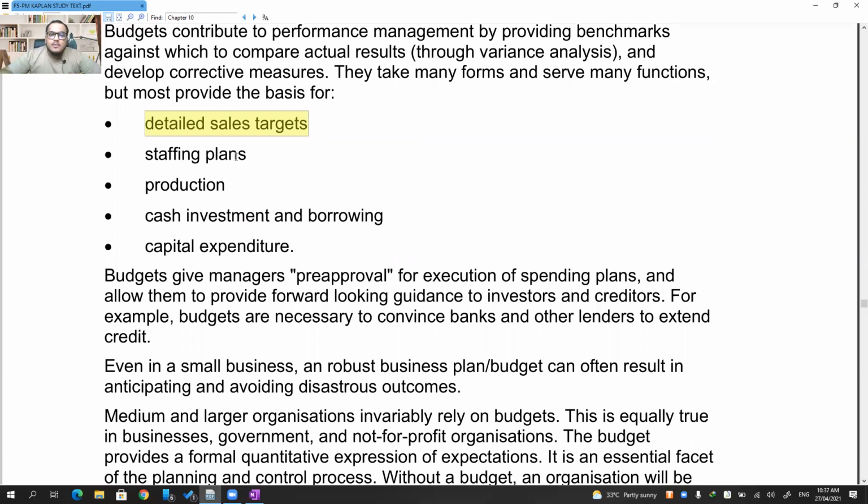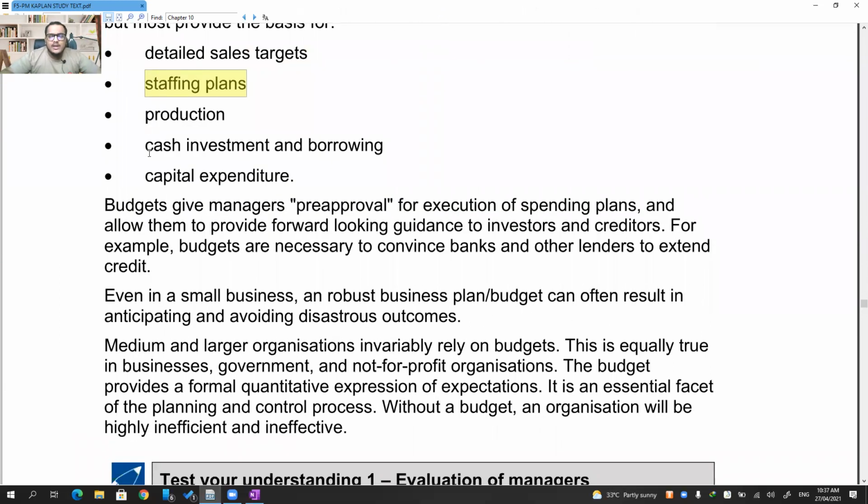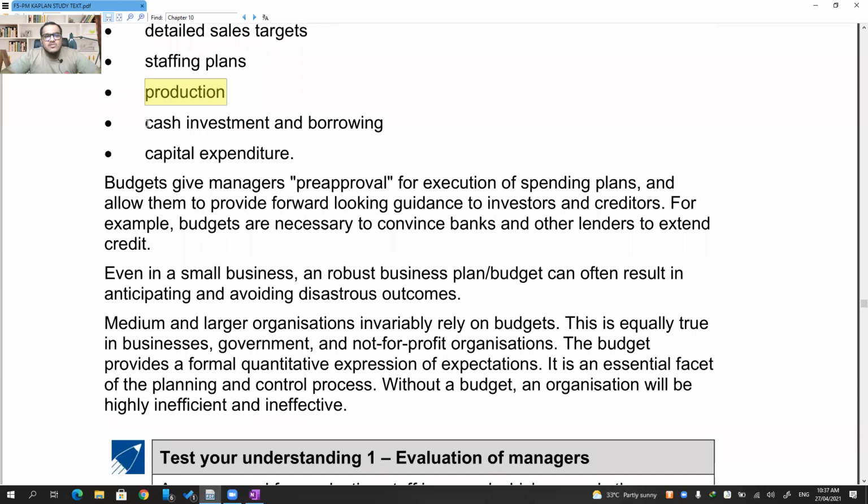You can prepare staffing plans, like how many employees we should hire, how many labor we should hire. All of that you will get to know based on the budget solely. You'll know the production levels and production capabilities based on the budget. Cash investment and borrowing. Sir, unless you prepare a budget, you don't know how much cash you will require, and you don't know whether you should invest your money or whether you should borrow some more money. You will know that only when you prepare a budget, and you will see that, okay, my salary is 50,000.